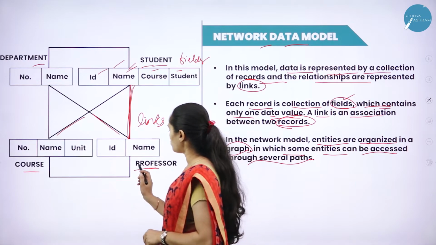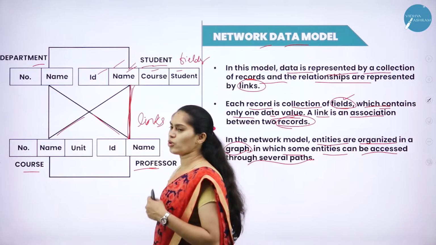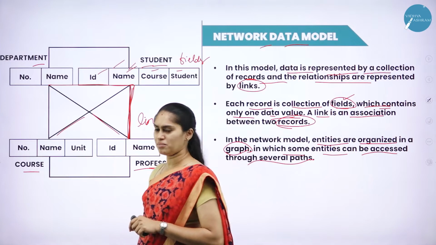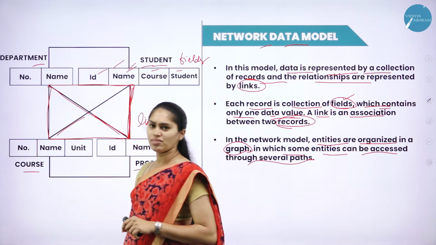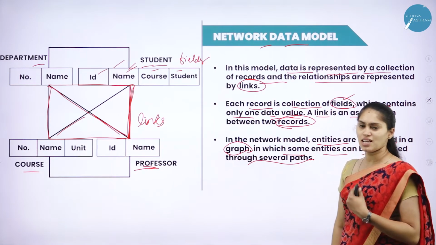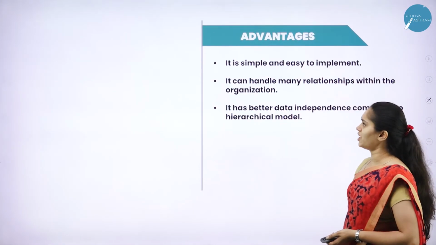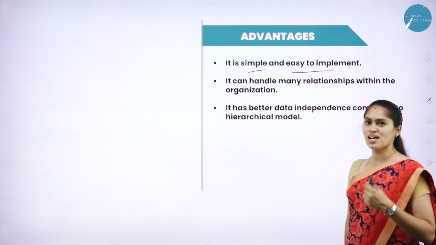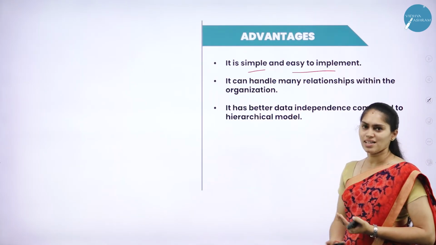For example, I want to get the content of this department from the professor. How can I do that? I can reach it this way, or this way in order to get the department, or else I can go from here, or else directly I can have a relationship between this professor and the department entity. So this is how we work with the network data model, and it also has some advantages. It is simple and easy to implement, because here it has a many-to-many relationship. Somehow it is both an advantage as well as a disadvantage.